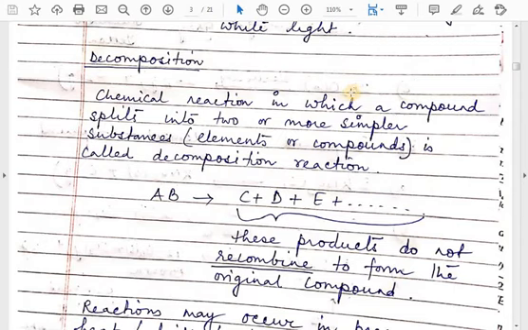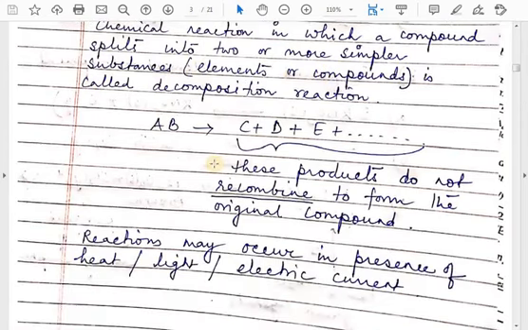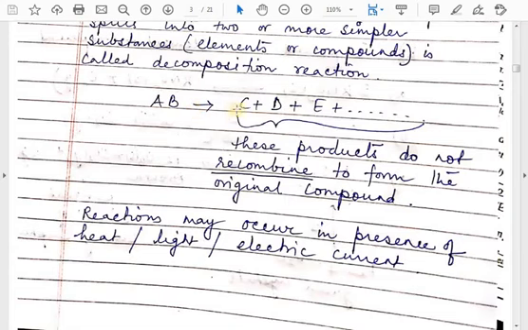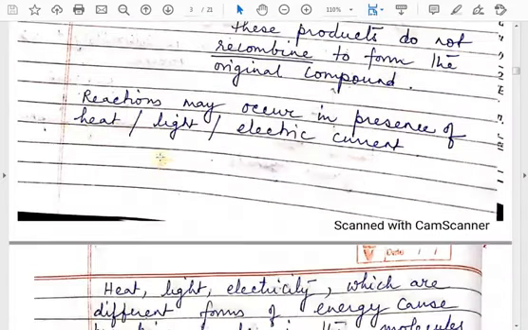Next we will come to decomposition. Now decomposition is the chemical reaction in which a compound splits into two or more simpler substances, maybe elements or compounds, and this reaction is called decomposition reaction. Now AB gives you C plus D plus E plus whatever. Now these products either may be elements or compounds, and these products do not recombine to form the original compound. The reactions may occur in presence of heat, light or electric current.